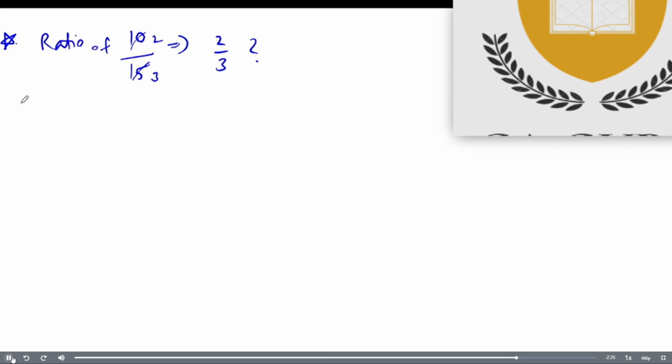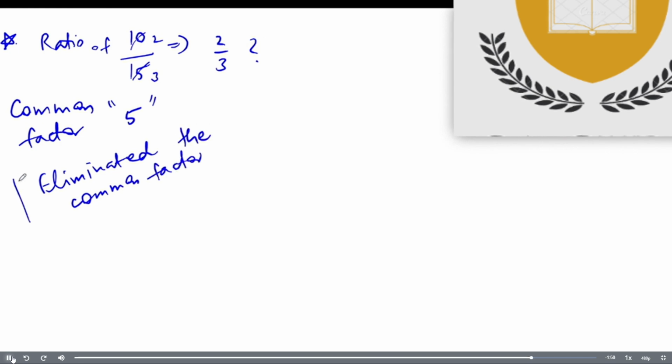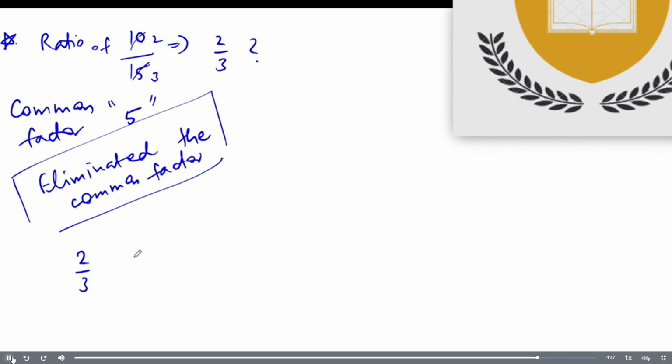In that case, what have I done? I have taken out the common factor which is 5. Okay, I have taken out the common factor in both these numbers and I have simplified the ratio. What have I done here? I have eliminated the common factor. That's it, right?